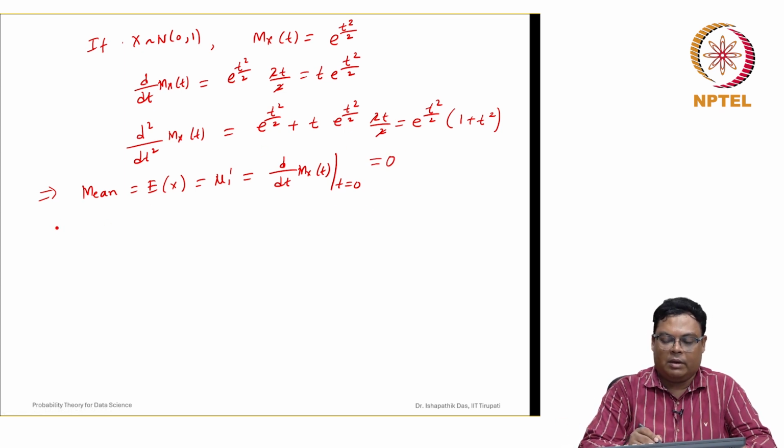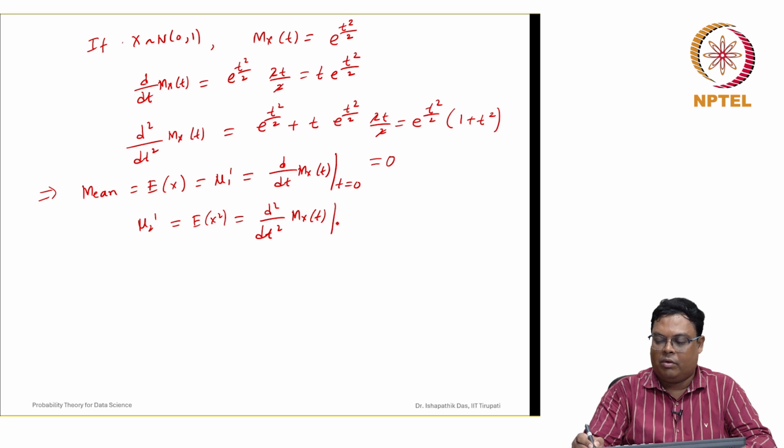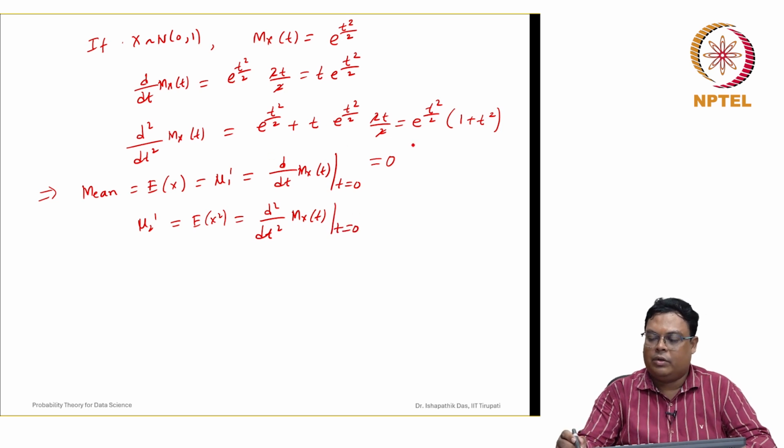And what is the second order raw moment? So mu2 dash is the expected value of x square. How can we find that? This is the second order moment, the second derivative we found, and we evaluate at t equal to 0. Here t equal to 0, so this is 1 and t square is 0, so this becomes nothing but 1.